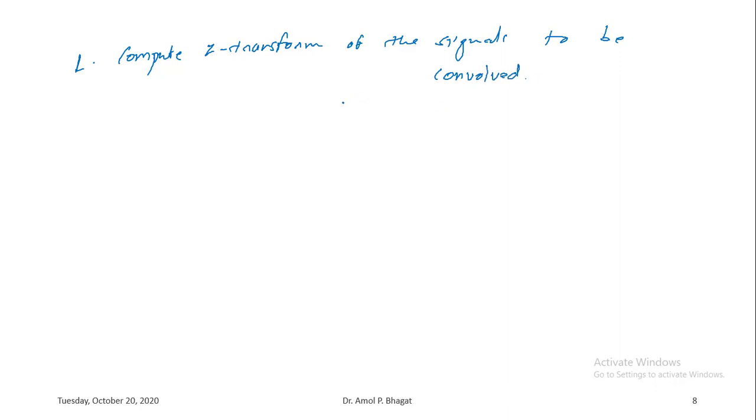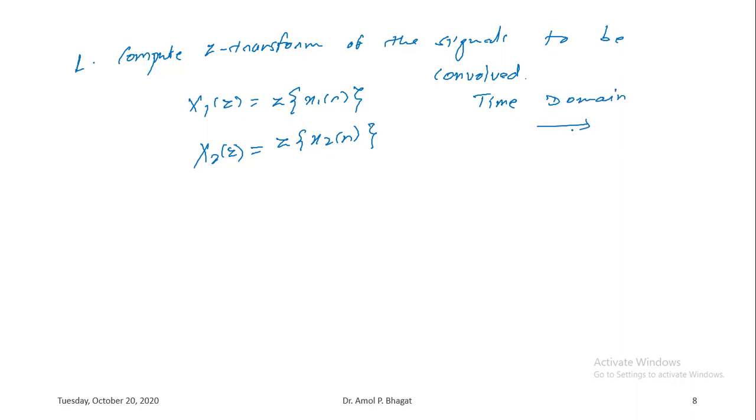In the first step, we compute the Z transform of the given two signals, that is, the signals to be convolved. Initially we identify the Z transform of the given signals. In this case we identified X1 of z, which is the Z transform of x1 of n, and for the second signal x2 of n, its Z transform is X2 of z. Here the signals were initially in the time domain, and we shifted them to the Z domain.